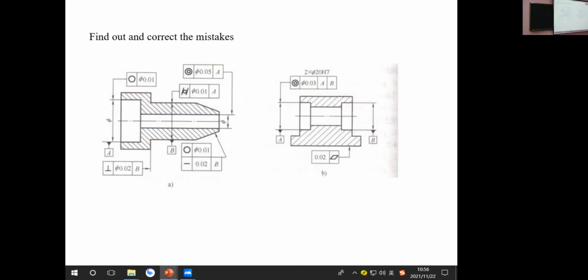Yes. Wait, so this arrow is to here to the line. When you see the line, the first one, it's supposed to be this and this. A data. A data means that this axis has the same axis as this. You will never get back.